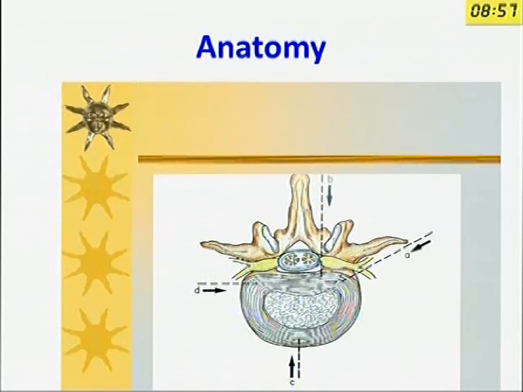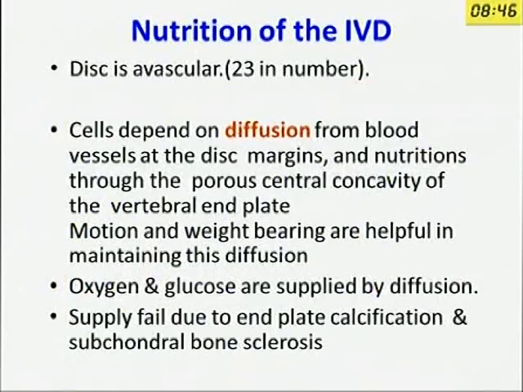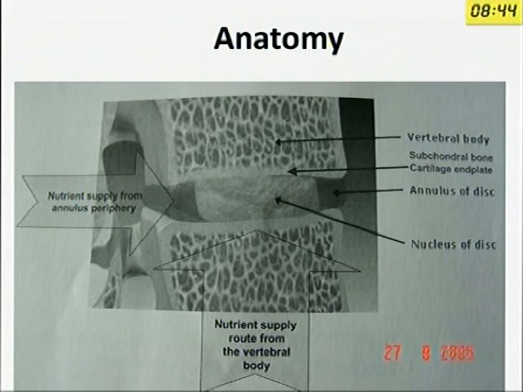So what leads to the degeneration and the problems? For that, we need to know about the vascularity of the disc. The nutrition of the disc is the problem. So at birth there are a few vessels supplying the disc, and by the end of the first year these vessels recede, and there is hardly any blood supply to the disc. The adult disc is almost an avascular structure.